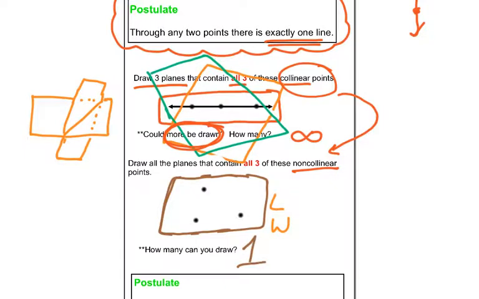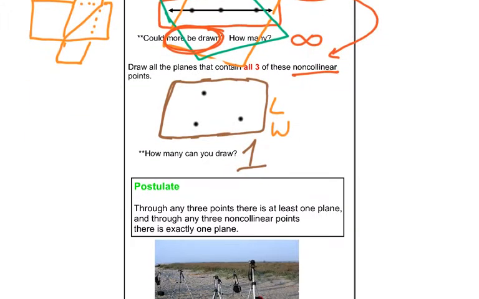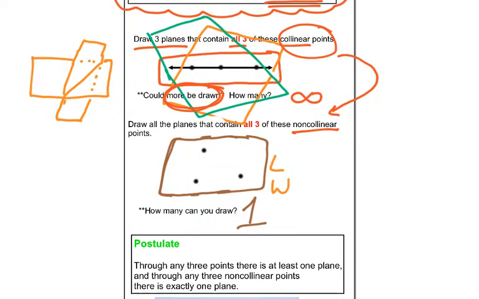So how many planes can I draw through 3 non-collinear points? Only one. That's a really important postulate, guys. Here we go. Through any 3 points, there is at least one plane, maybe more. But if it's non-collinear, we can only draw exactly one plane. Exactly one plane. So pause the video for a second to write that down, or if you have these notes already printed out, you're good to go.